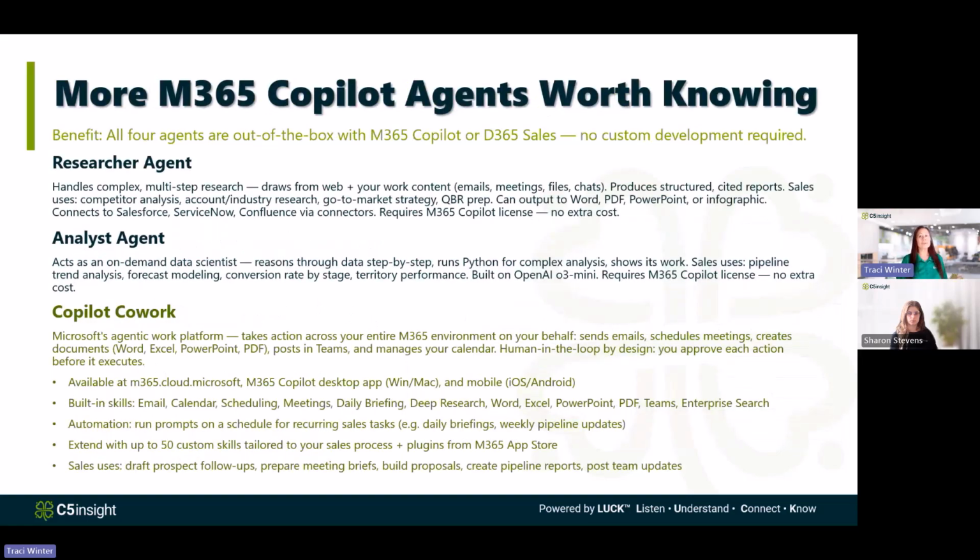Finally, what I wanted to end with in this section is three agents you've probably used or seen. They're in M365, but you might not necessarily be using them for sales. The research agent does some really good, deep, multi-step research across the web and your work content. So it's great for competitive analysis, account prep, and QBRs. It does connect to Salesforce and ServiceNow, which is great. Analyst is a data scientist on demand, so handy for pipeline trends and forecast modeling.